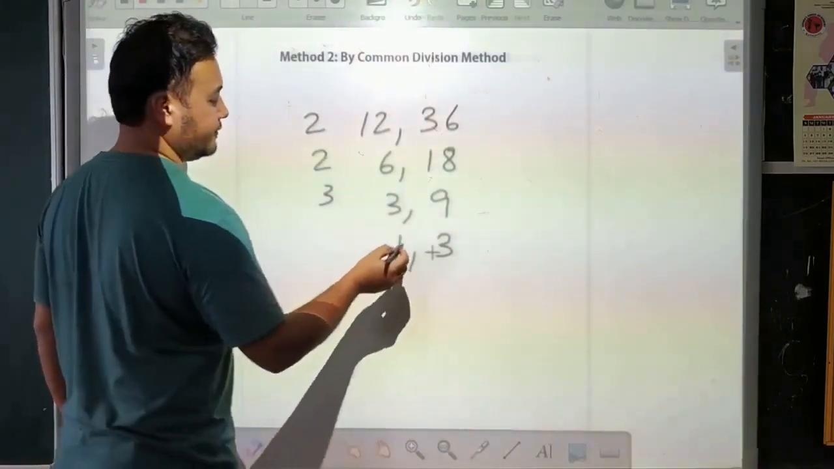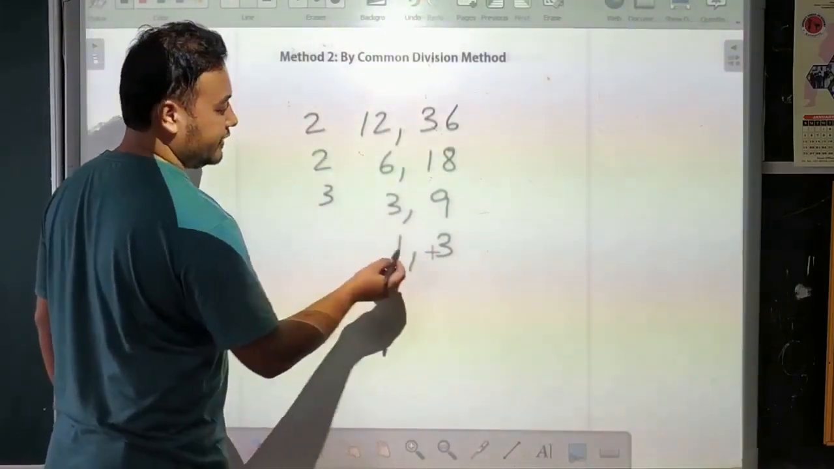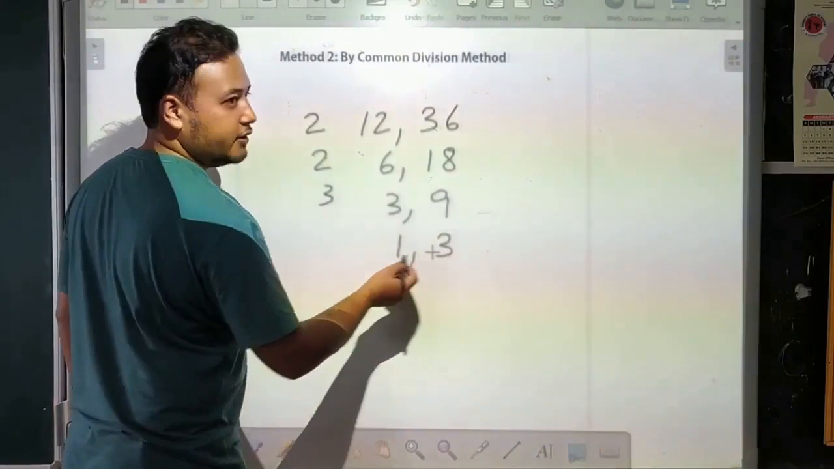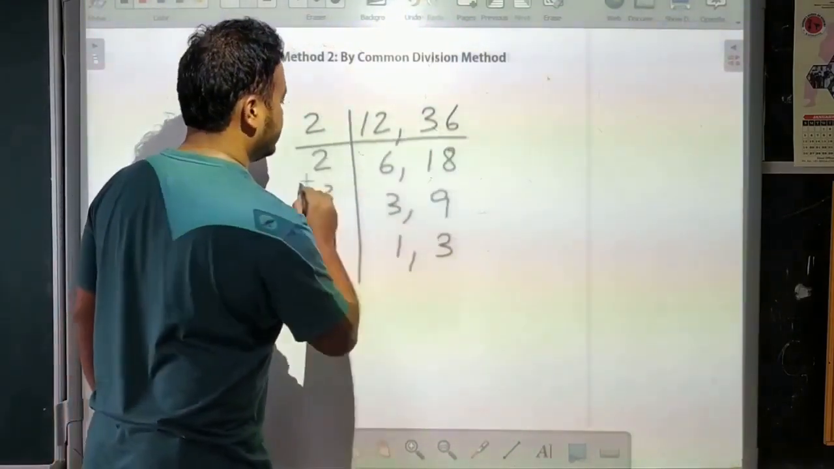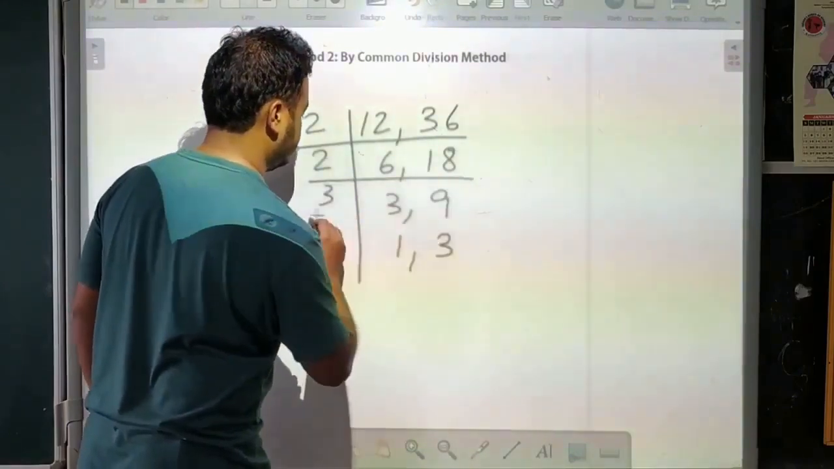So once you have 1 and 3, now you see that there is no number which will divide both of them completely. So your division method is complete now.